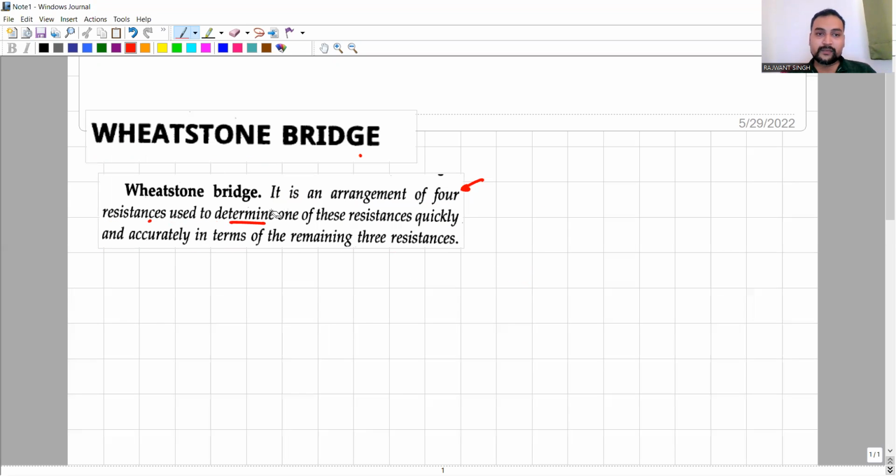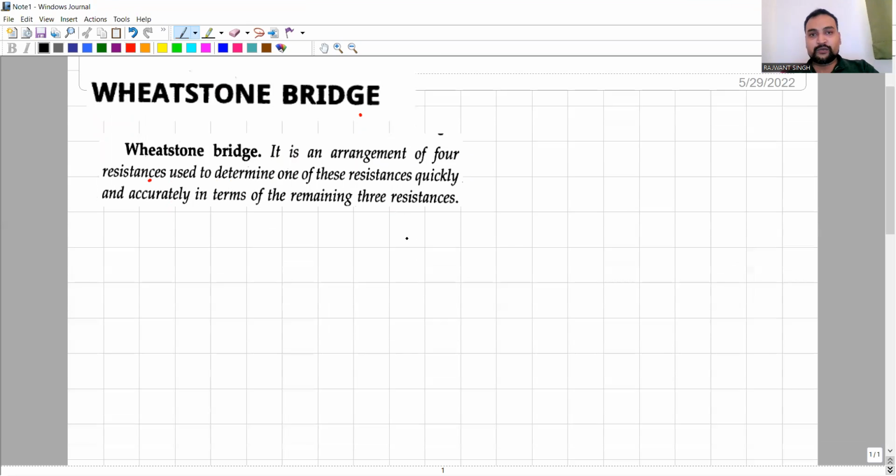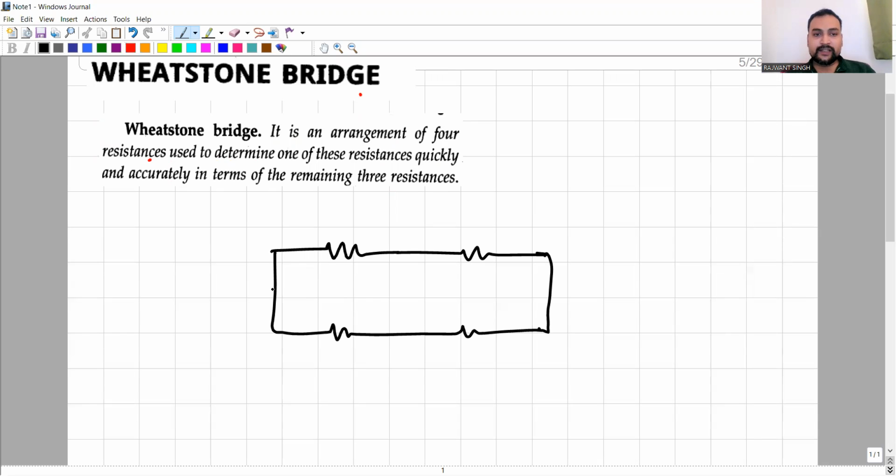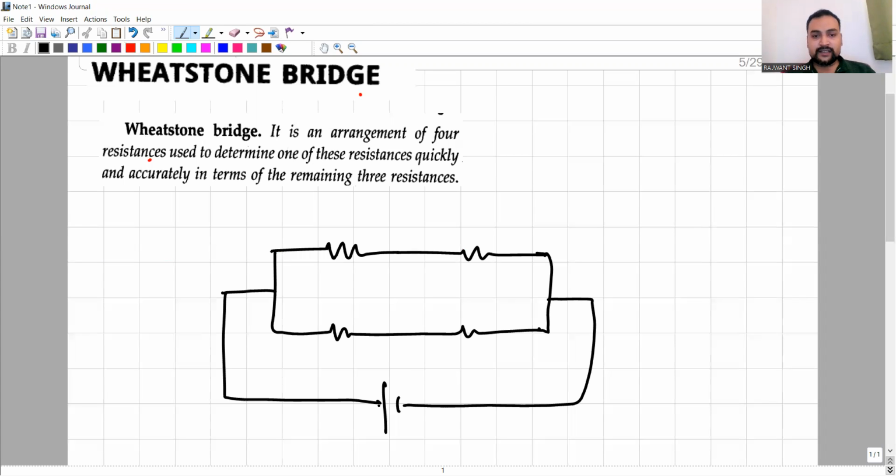So how to do it? Let's make a Wheatstone bridge circuit. Now consider these are the four resistances. The whole circuit is connected to the cell. So let's name the four resistances as P, Q, R, and S. Now, from this point to this point, I'm going to connect an ammeter. You may not know what an ammeter is. An ammeter is a device that measures the current flowing in the circuit.